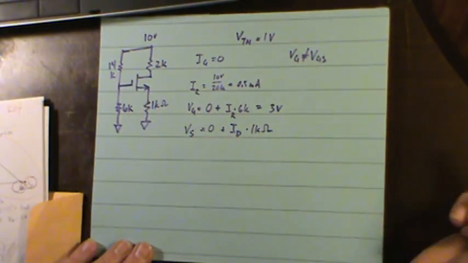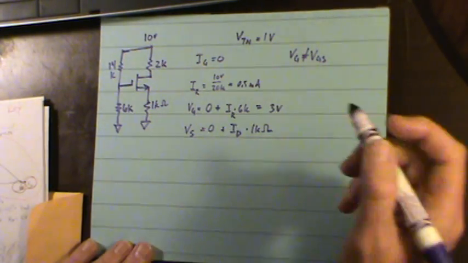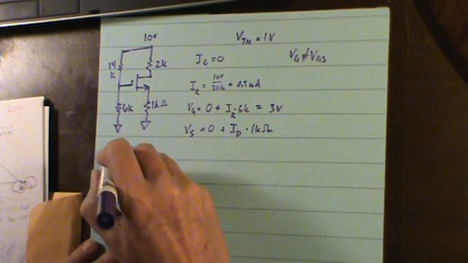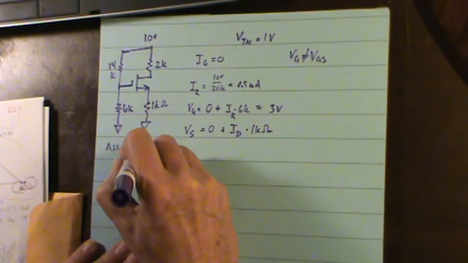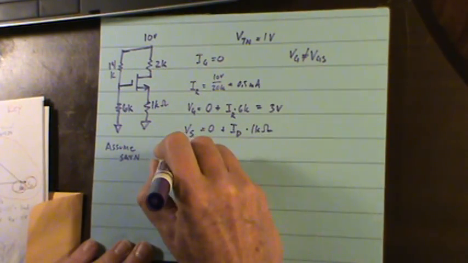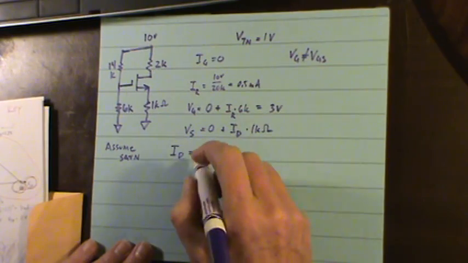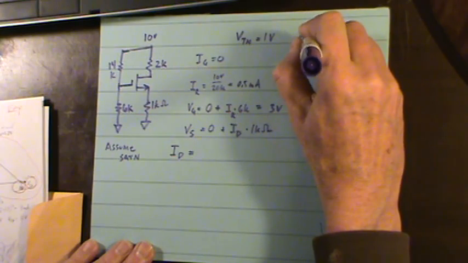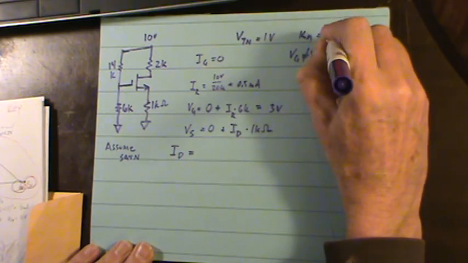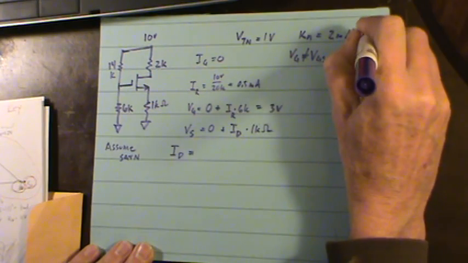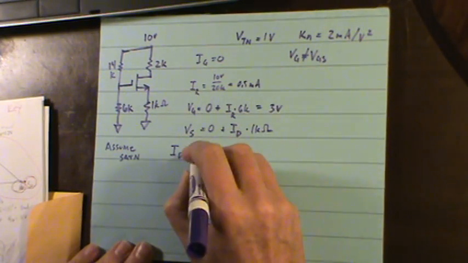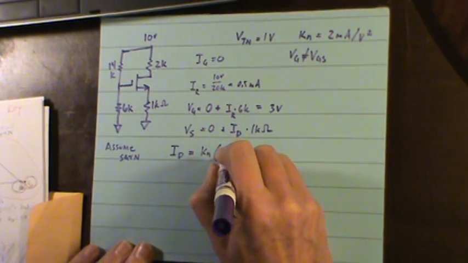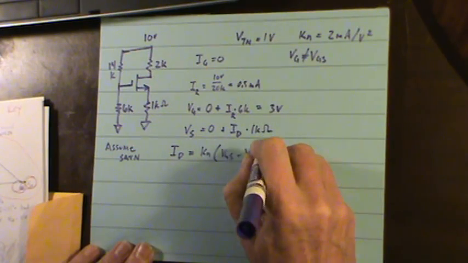That is in conflict, because certainly that's more than VTN, so it's above the threshold, so I know it's not off. I don't know if it's in saturation or in triode, but because the equation's easier, I'm going to assume saturation. By the way, I said state your assumptions, not everybody did. Assume saturation, so that says ID equals, by the way, notice I'm trying to use the capital letters, the other part that was given, K sub N equals 2 milliamps per volt squared. So ID equals, if it is saturated, K times VGS minus VTN squared.